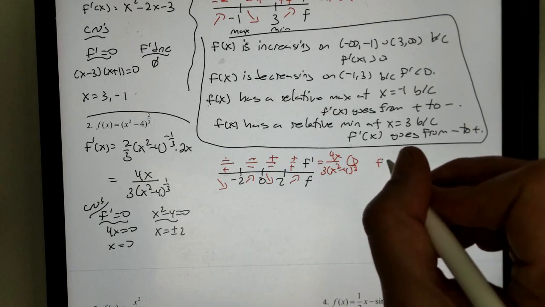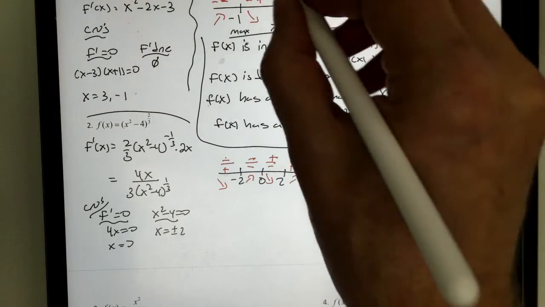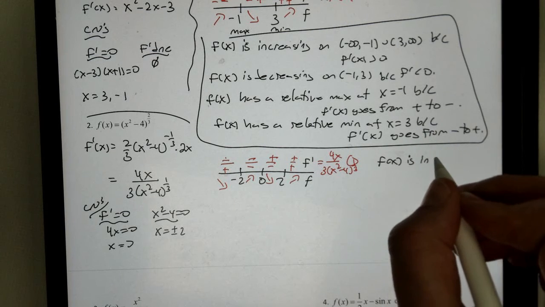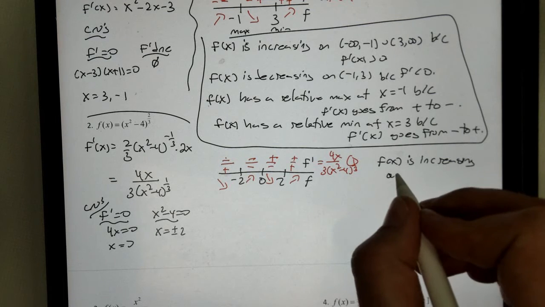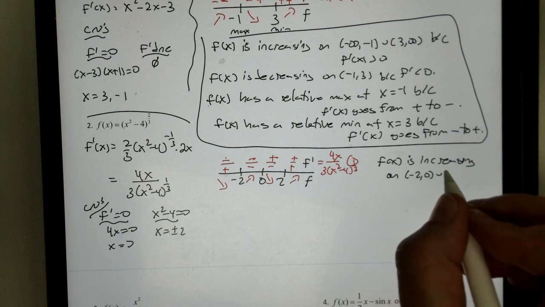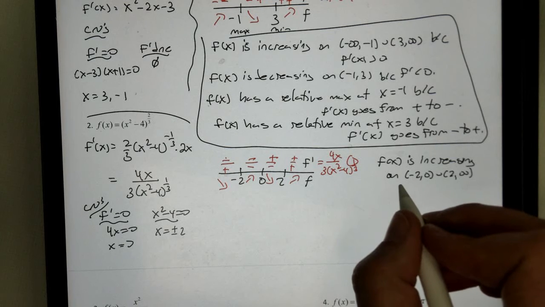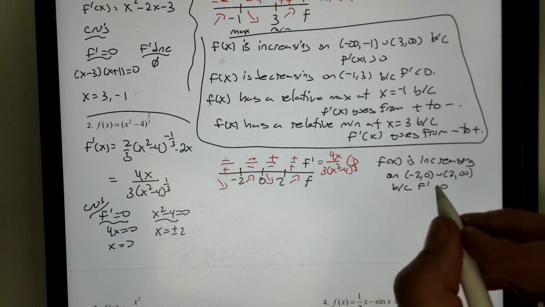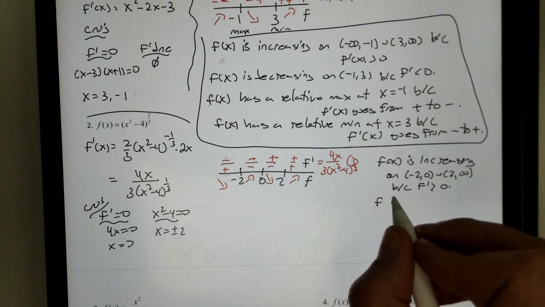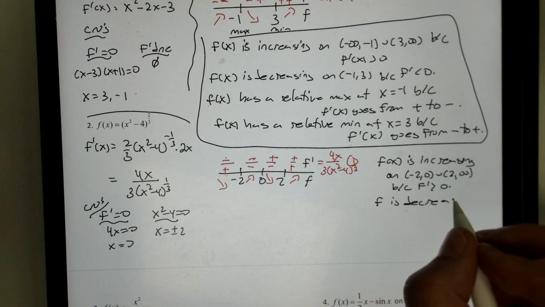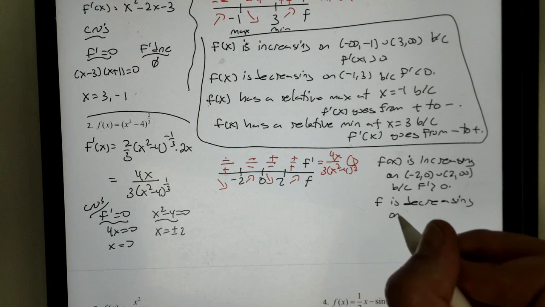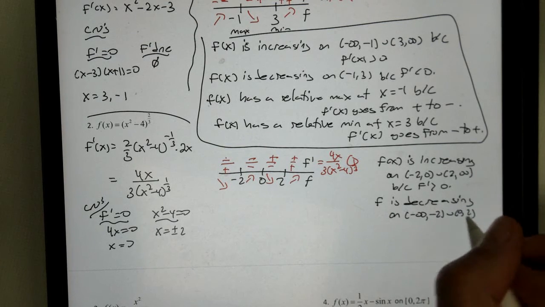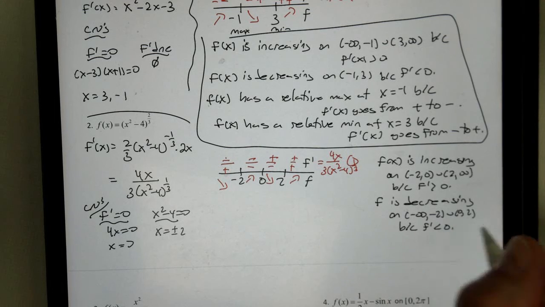So I can say f of x, let me write it this way in black. F of x is increasing on the domain negative 2 to 0 or 2 to infinity because the slope is positive. F is decreasing. Now notice sometimes I put f, sometimes I put f of x. Either one's fine. On negative infinity to negative 2 or 0 to 2, and that is because the derivative is less than 0.